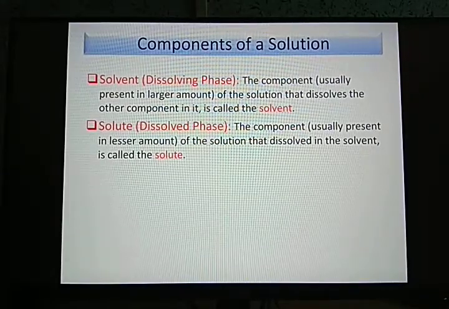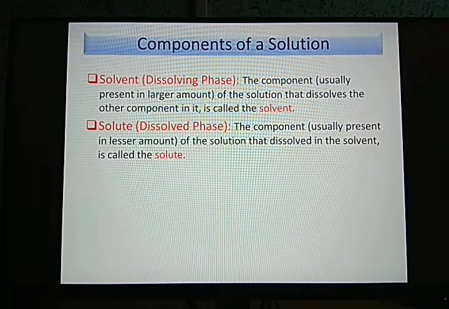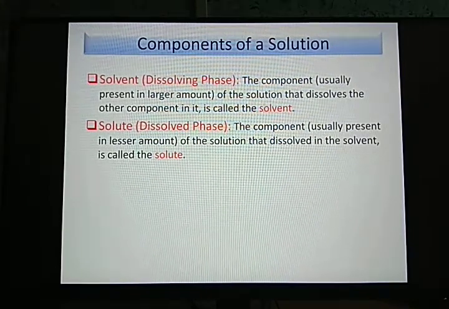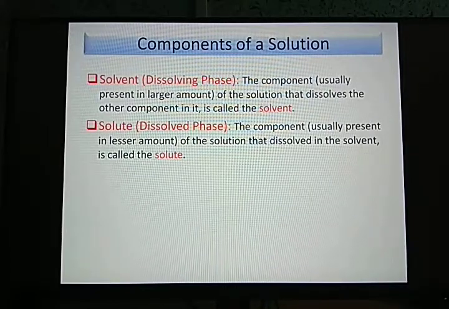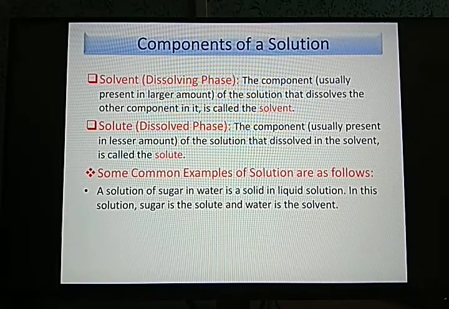Next, solute, the dissolved phase. It is also called the dissolved phase. The component which is usually present in lesser amount in the solution and gets dissolved in the solvent is called the solute. So let us see some examples, it will be more clear to you. Some common examples of solutions: a solution of sugar in water is a solid in liquid solution. In this solution, sugar is the solute and water is the solvent.